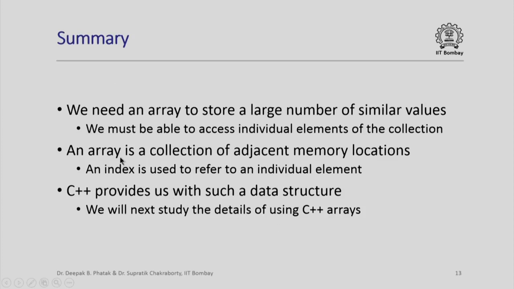In summary, we need an array to store a large number of similar values. We must be able to access and process individual elements. An array is indeed a collection of adjacent memory locations, and an index is used to refer to an individual element. However, mathematical formulation of an array and its representation are slightly different than the C++ representation, but we note that C++ does provide us with such a data structure. We will next study the details of using C++ arrays.